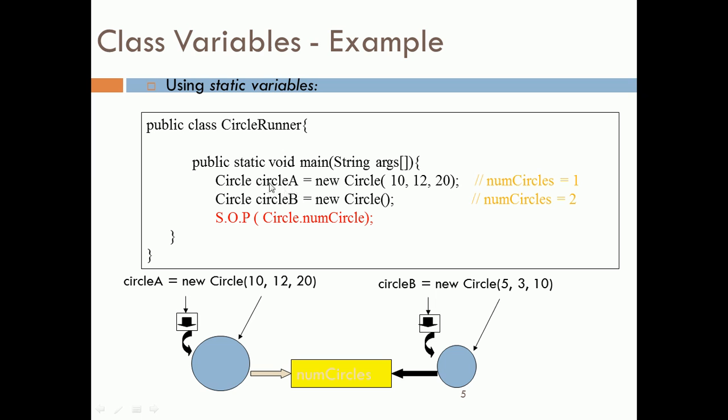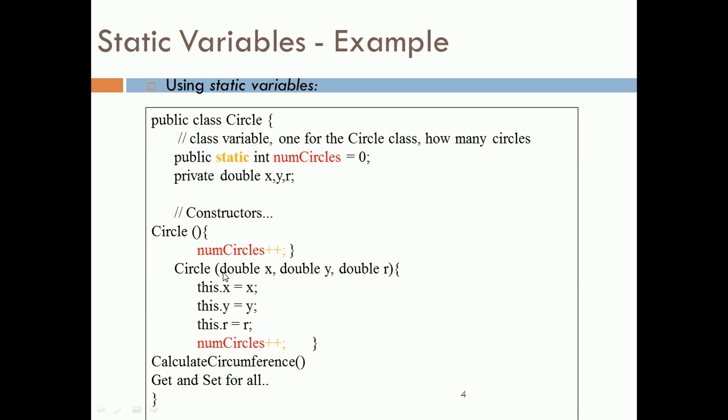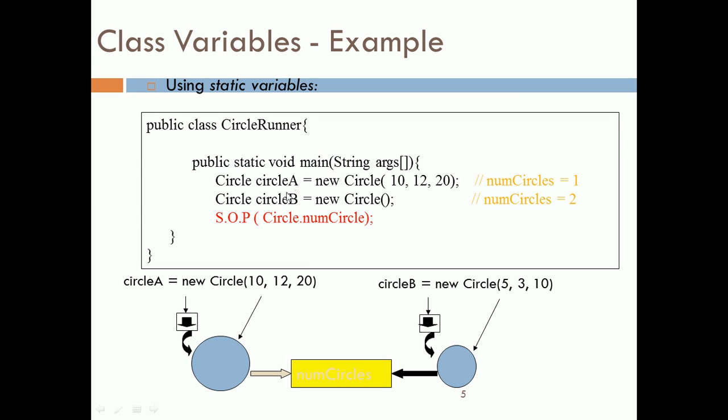Inside the runner I have created a Circle object circleA using the argument constructor. Then I have created another circleB using the default constructor. Now I will go back into the Circle definition. When I create circleA using the argument constructor, X, Y and R are given values, and numCircles is incremented by 1, right? So initially numCircles was 0, and when I call the constructor, numCircles is now set to 1, right? Then I create the other object circleB using the default constructor.